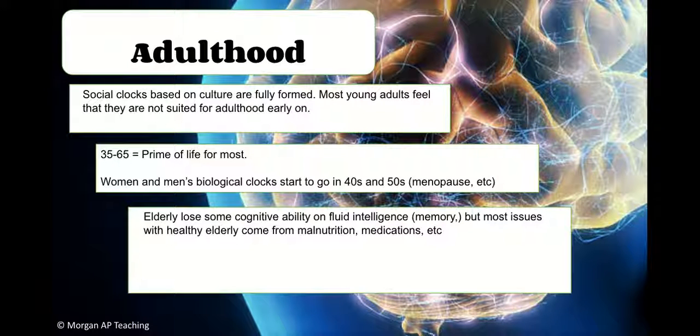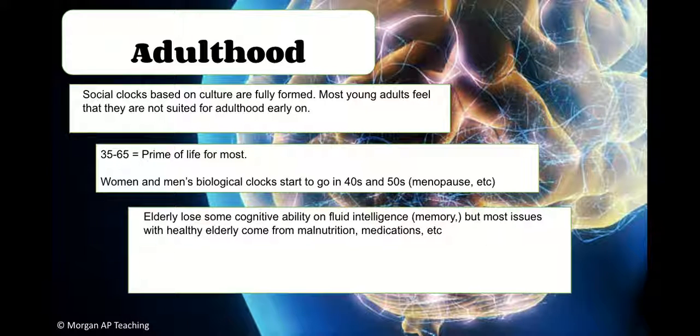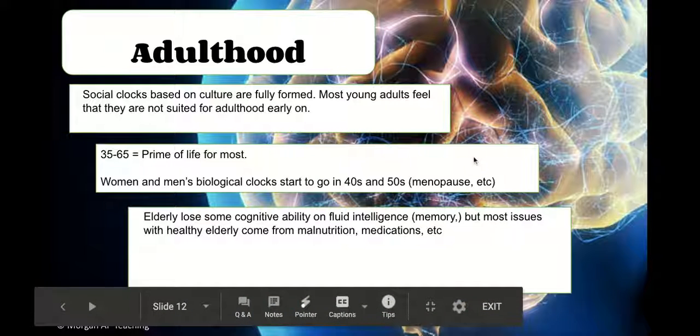Then adulthood, our social clocks based on culture are fully formed in adulthood, but most young adults feel they're not ready for adulthood yet. That's okay. 35 to 65 years old, generally the prime of people's lives, but women and men's biological clocks can stop working in the 40s and 50s, menopause for women. That's okay. And the elderly will lose some cognitive ability, but most issues with the elderly generally come from not eating enough, medication, etc. So we'll talk more about that later.